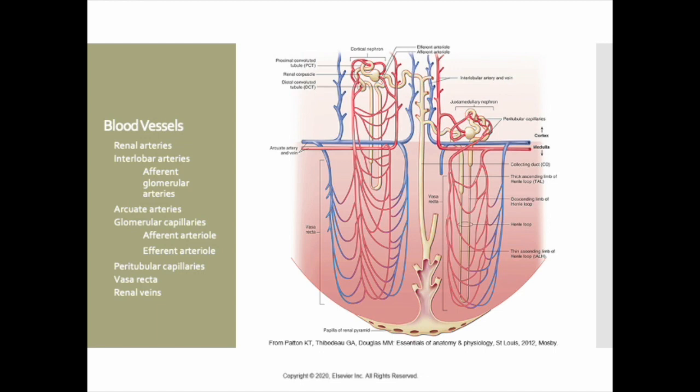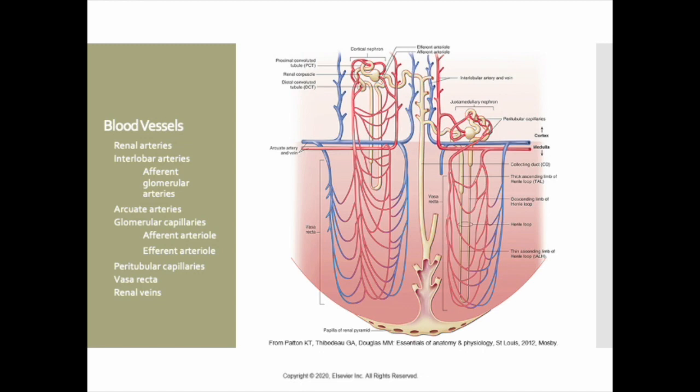We also have interlobar arteries, and these are lobar subdivisions that travel down the renal columns and in between the pyramids, and they are going to form the afferent glomerular arteries. We also have arcuate arteries, and they consist of branches of interlobular arteries at the cortical-medullary junction. They're going to arch over the base of the pyramid, and then they run parallel.